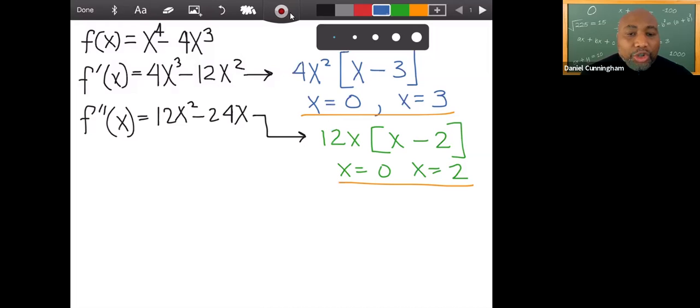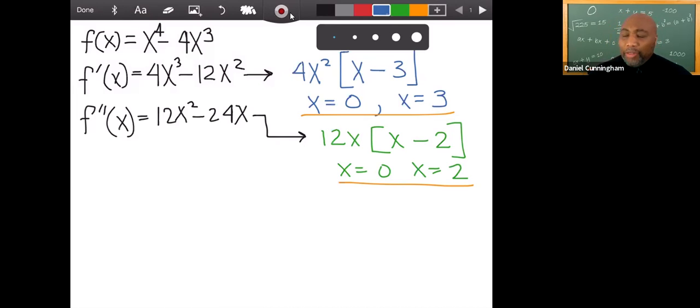And notice that 2 and 0 are points of inflection. So I'm going to put that down. These are points of inflection. 2 and 0 are points of inflection. And I'm going to actually cross out this 0. X equals 0 is not a max or min. It's a point of inflection, going back to the green piece.